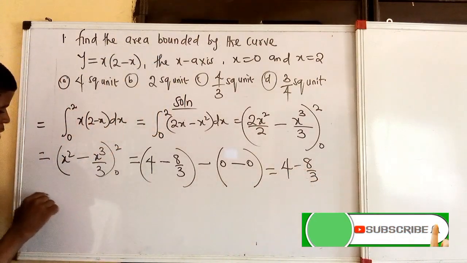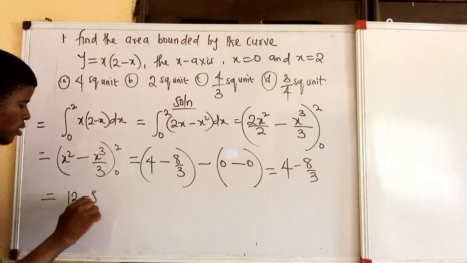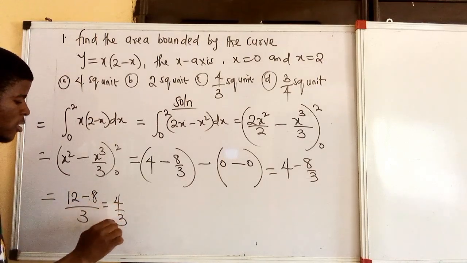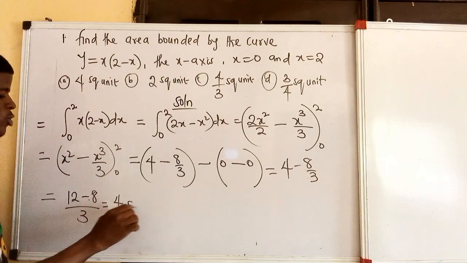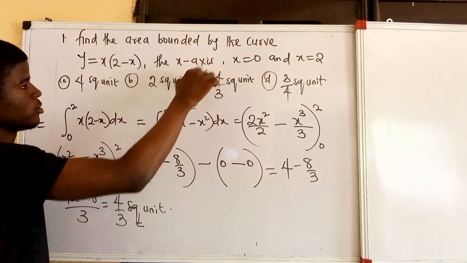So let's simplify that fraction. 3 times 4 is 12. Minus 8 over 3. 12 minus 8 is 4 over 3. So the area will be 4 over 3 squared unit. That is option C.